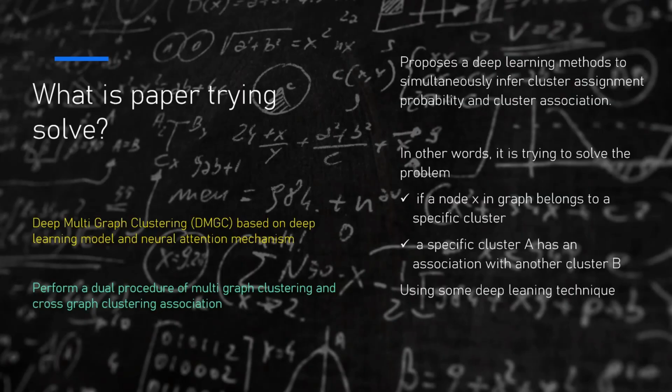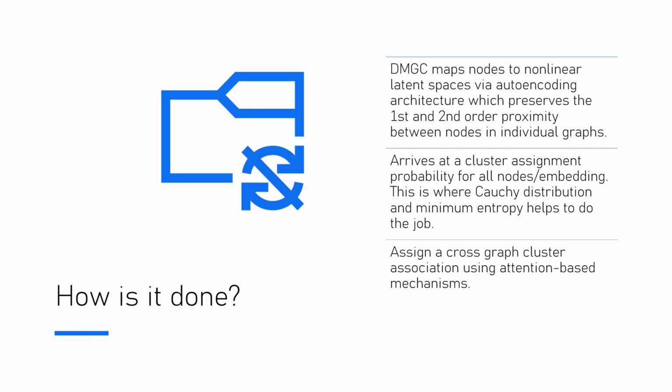Now, what are we really trying to solve in this paper? DMGC, or deep multi-graph clustering, is based on a deep learning model and a neural attention-based mechanism, which is what I've been telling you. Now, what does it really do? It proposes a deep learning method to simultaneously infer cluster assignment probability and cluster association. In simpler words, if a node X in the graph belongs to a specific cluster, and if cluster A has an association with cluster B, it uses a deep learning technique to infer this.